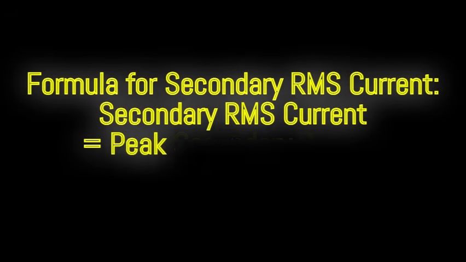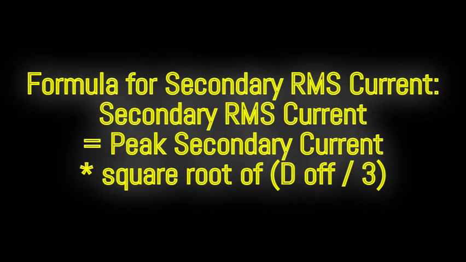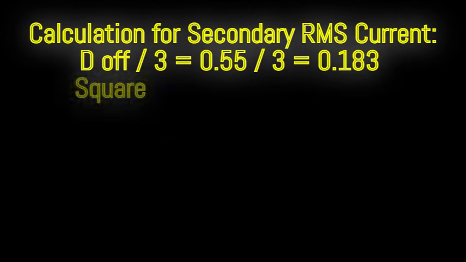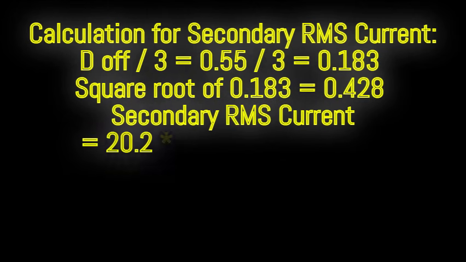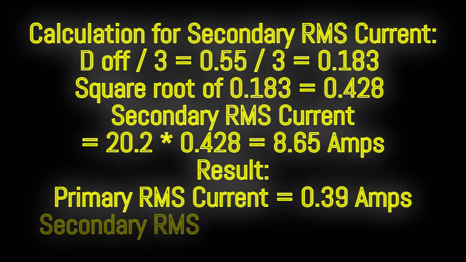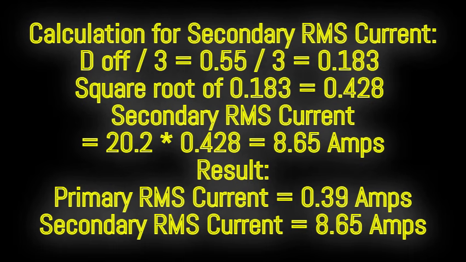Formula for secondary RMS current. Secondary RMS current equals peak secondary current multiplied by square root of D off upon 3. Calculation for secondary RMS current. D off upon 3 equals 0.55 upon 3 equals 0.183, square root of 0.183 equals 0.428. Secondary RMS current equals 20.2 multiplied by 0.428 equals 8.65 amps. Result: primary RMS current equals 0.39 amps. Secondary RMS current equals 8.65 amps.